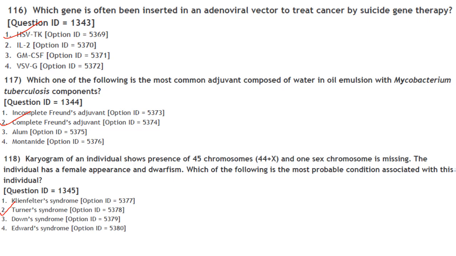HSV-TK. Answer is option 1. Then next one. Which one of the following is the most common adjuvant composed of water in oil emulsion with Mycobacterium tuberculosis components? So it is complete Freund's adjuvant.